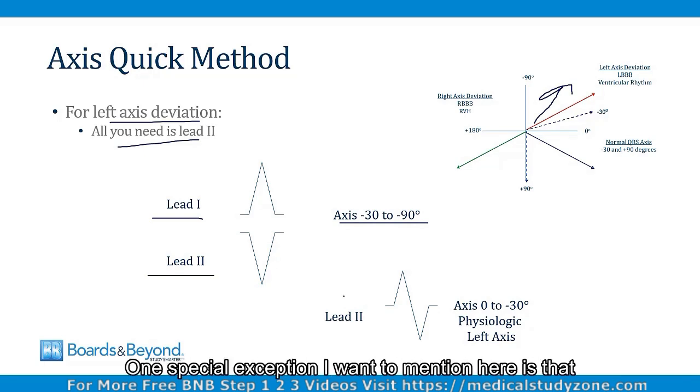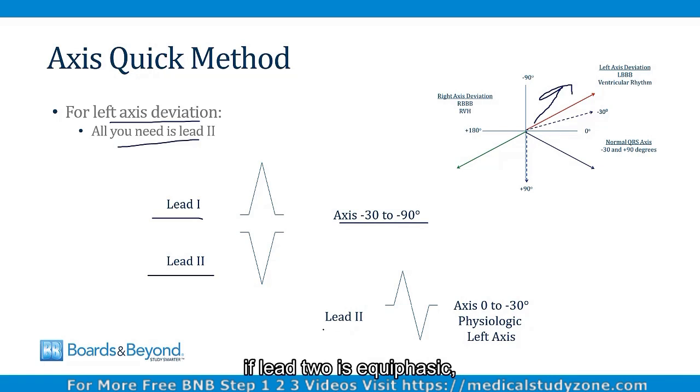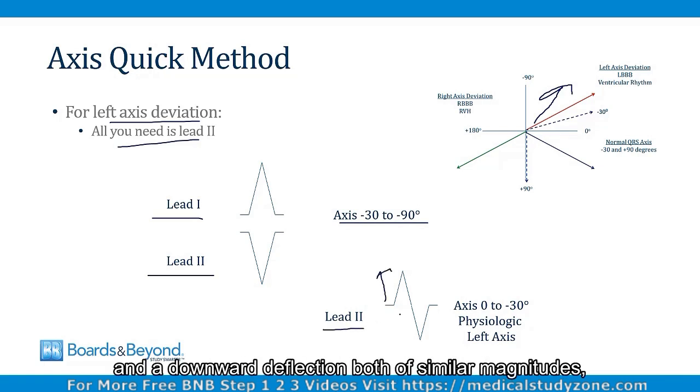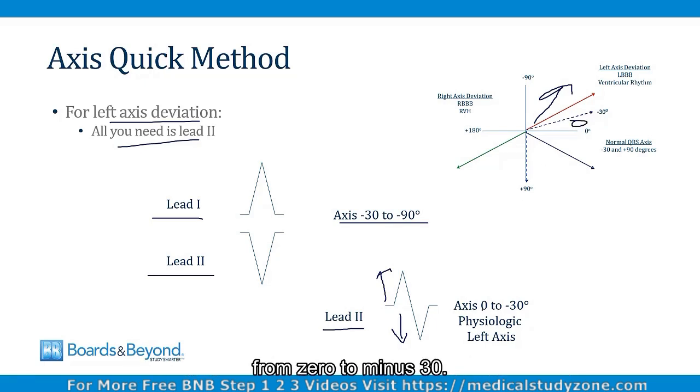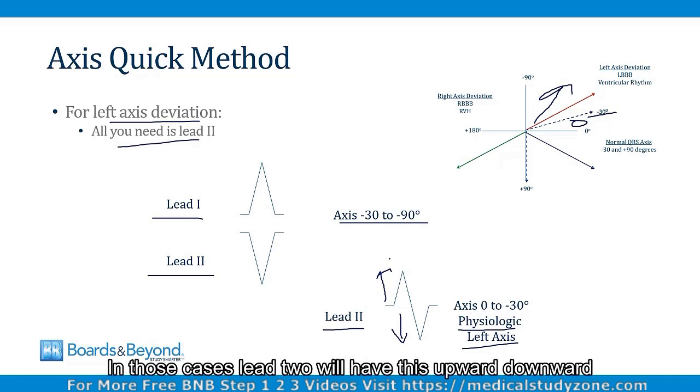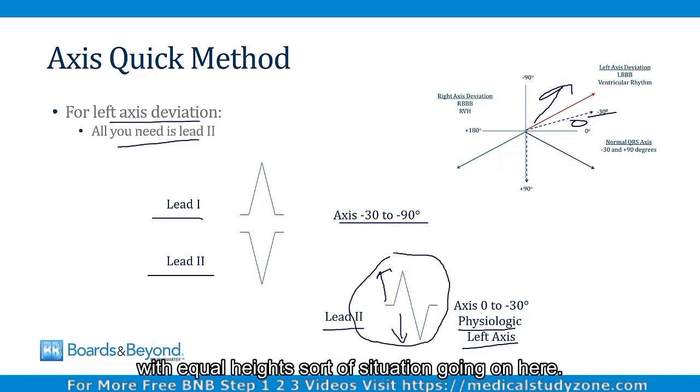One special exception I want to mention is that if lead 2 is equiphasic, meaning it has an upward deflection and a downward deflection of similar magnitudes, the axis is somewhere in the range from 0 to minus 30. This is called a physiologic left axis. It's slightly deviated to the left, but not greater than minus 30. In those cases, lead 2 will have this upward and downward deflection with equal heights.